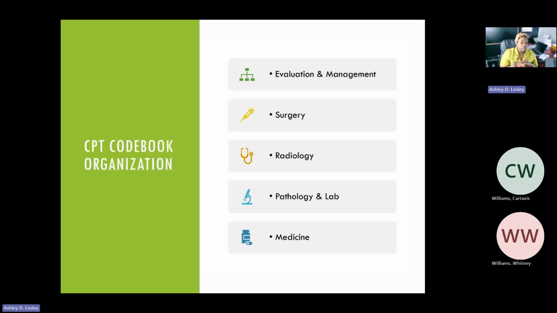You also have your radiology chapter, which is, of course, your CTs, your x-rays, and everything radiology is in that chapter. You also have your pathology and lab, and these are your blood tests, blood pregnancy tests, alcohol tests, liver function tests, all those types of tests. Those particular CPT codes are found in the pathology and lab. And then you have your medicine chapter, which of course self-explanatory is your medicine codes.